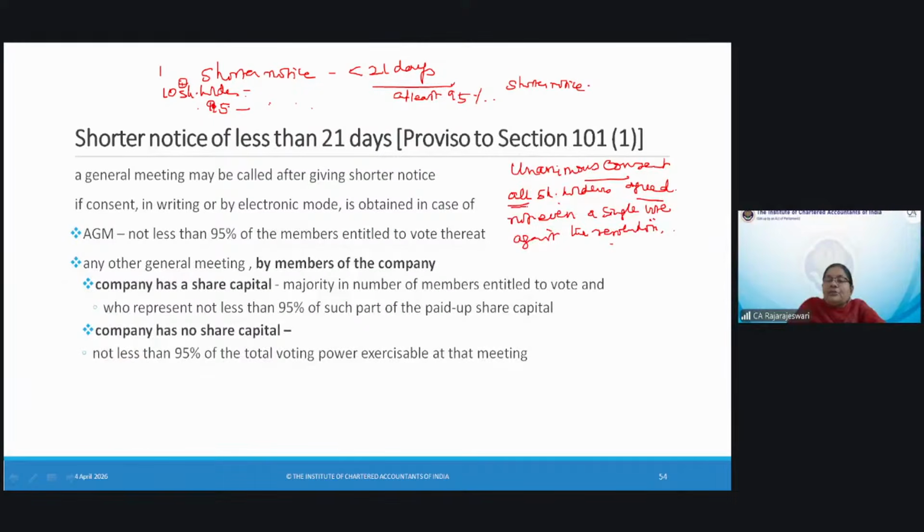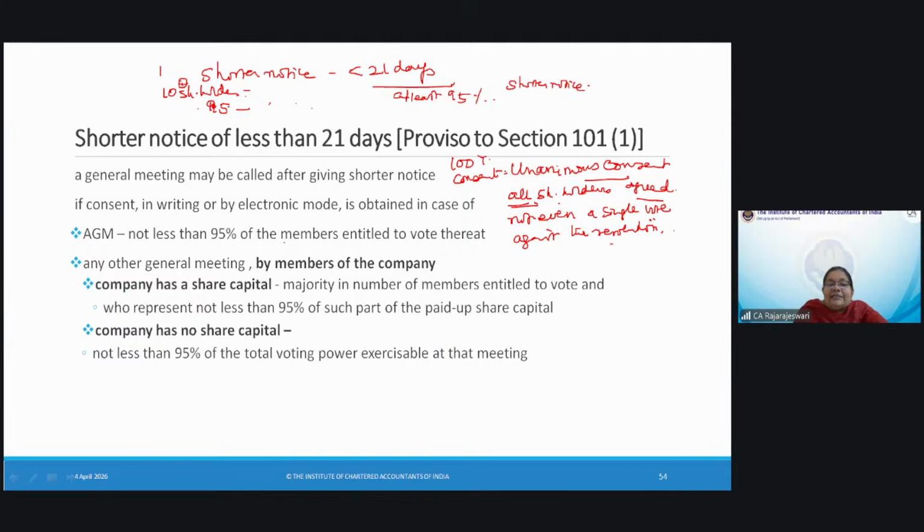All. It should be 100% consent. This you call 100% consent. Then that is a unanimous consent. Then also the act will not be applicable. So you can pass the resolution, and if the shareholders agree, then you can call it at shorter notice.